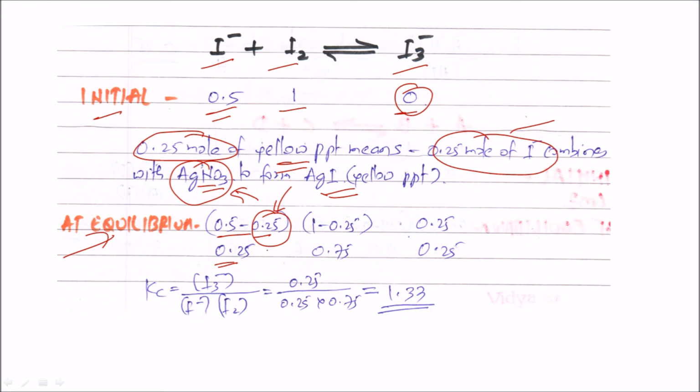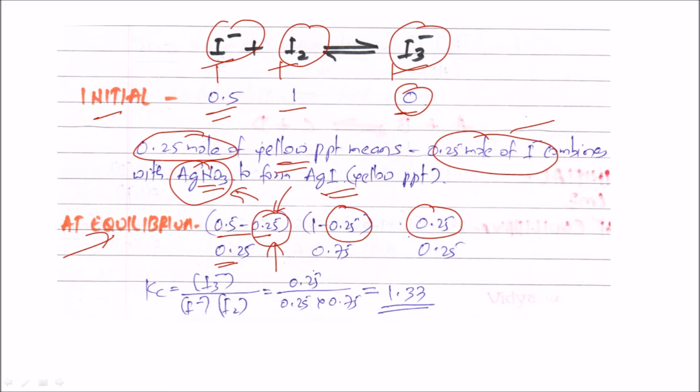As 0.25. Next one, if 0.25 is only reacting, just see the stoichiometric coefficients here. 1 mole of I minus and 1 mole of I2 will give 1 mole of I3 minus. So if we take 1 mole of I minus, it reacts only with 1 mole of I2 to form 1 mole of I3 minus. So in this case, 0.25 moles of I minus is reacting, so it should be 0.25 moles of I2 also, and 0.25 moles of I3 minus will form.